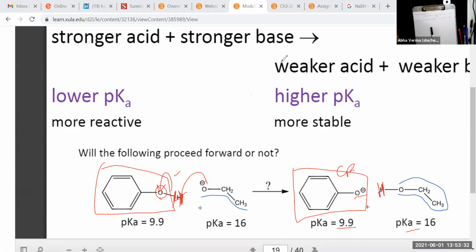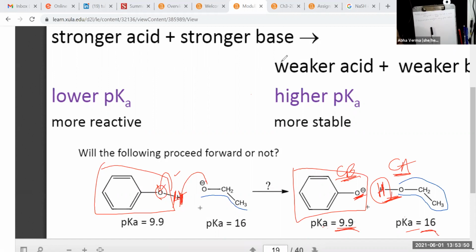This is your conjugate base. Why? Because of the excess electrons. This is your conjugate acid. Why? Because now it has this acidic hydrogen on it. So this is our conjugate base and this is our conjugate acid. Low pKa and high pKa.